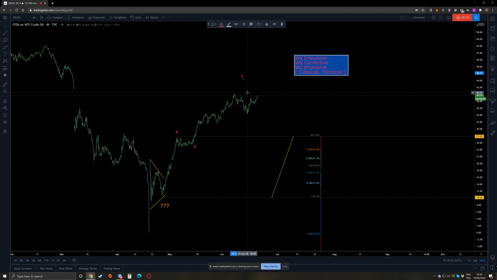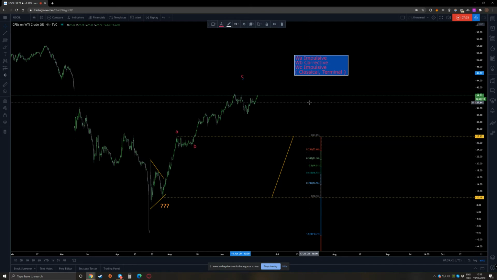No, terminal move only happens in three places. First, being wave C of a zigzag. Second, being wave C of a flat. And the third is it can only happen in the fifth wave of an impulsive move, a classical impulsive move.